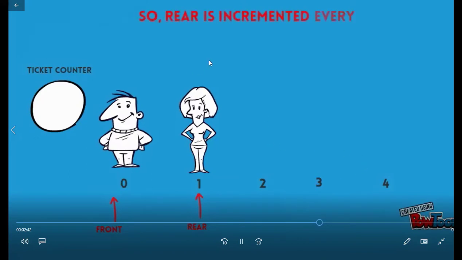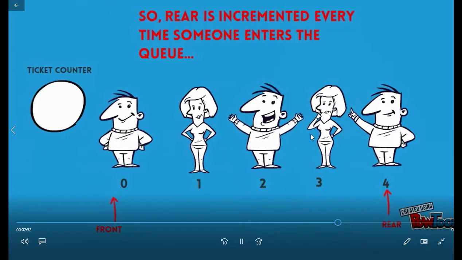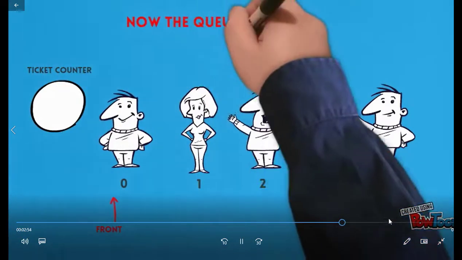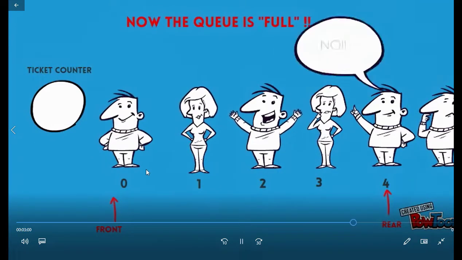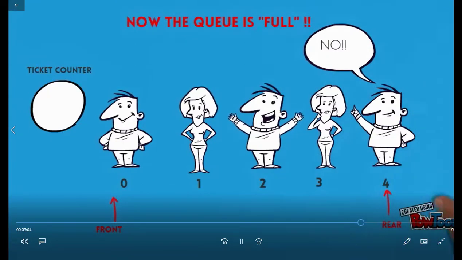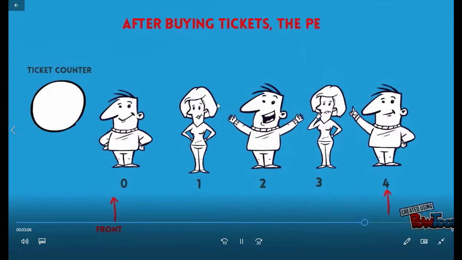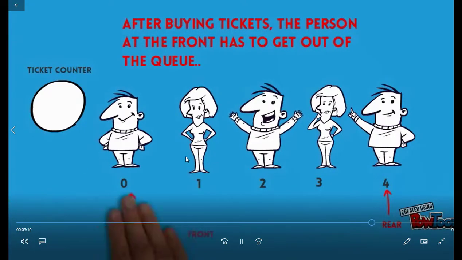Now if again a person joins, the rear is incremented every time someone joins the queue. So this person joined, so the rear value becomes 2. Now 2 more people have joined, your rear value is 4, and now the queue is full. Now if one more person comes and tries to join, he can't join the queue because it can hold only 5 members, so he has to leave the queue. After buying the tickets, the person at the front has to leave the queue.